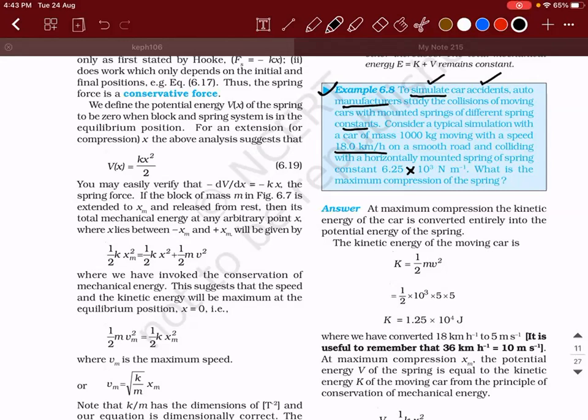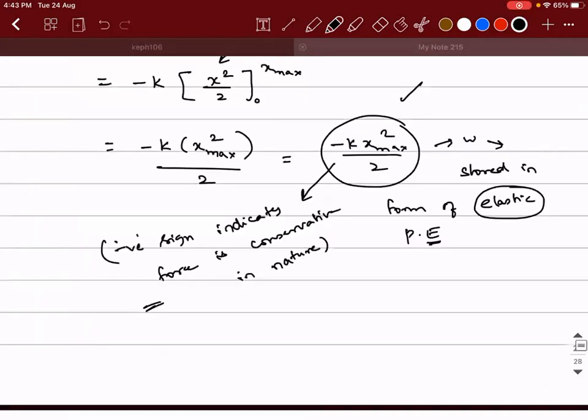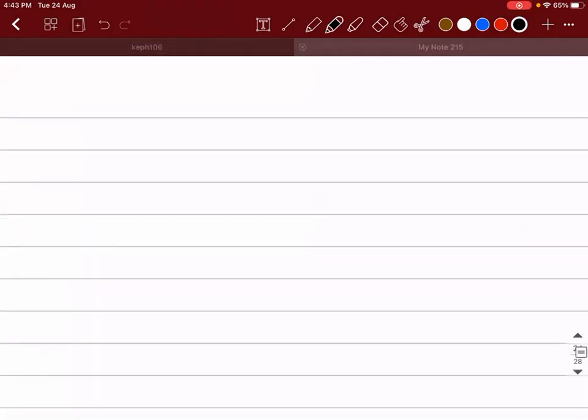So they want to understand if the car is traveling with this much velocity, then how much distance it will be able to travel, all those things. For that, they have some reason for doing that simulation. But here the simulation is done with respect to a car and a spring. What is the problem number? 6.8.